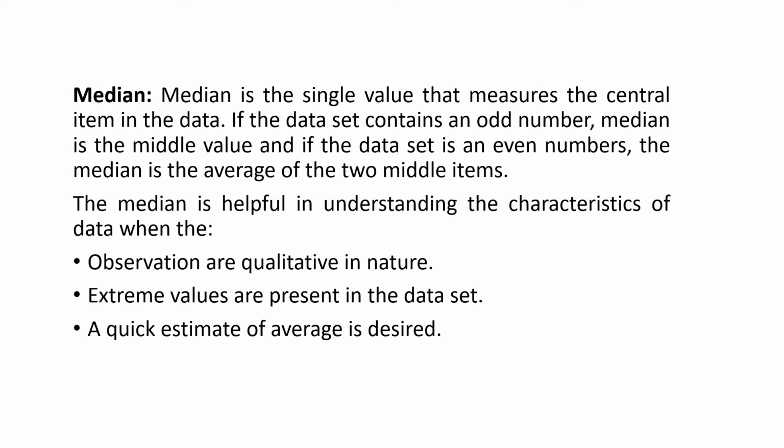Median. Median is the mid value of all the given observations. It divides a set of observations into two equal parts. Half of the observations in the given set are lower than it and half of the observations are greater than it. Median is called a positional average as the value depends upon the position occupied in the observations. If the data set contains an odd number of observations, the median is the middle value, and if the data set has an even number, the median is the average of the two middle items.